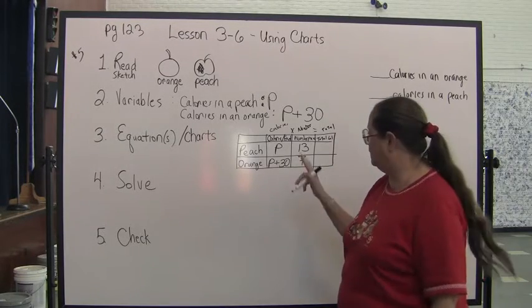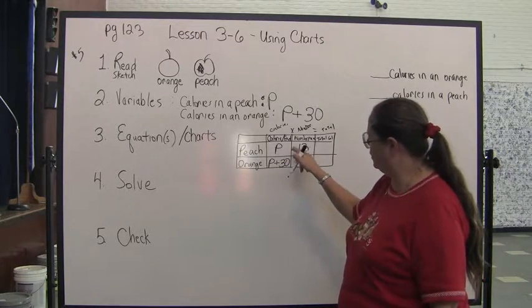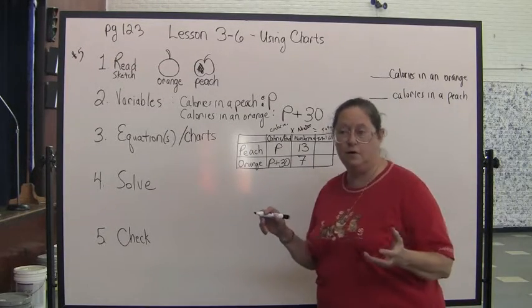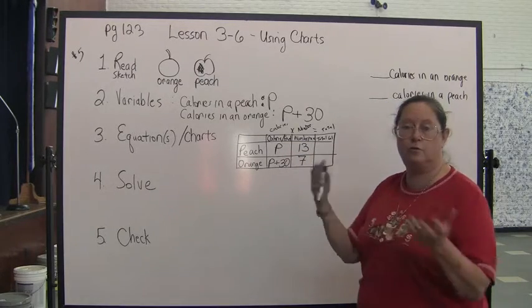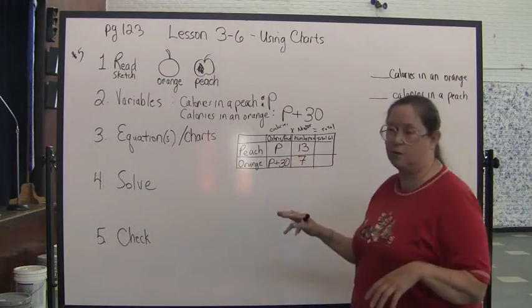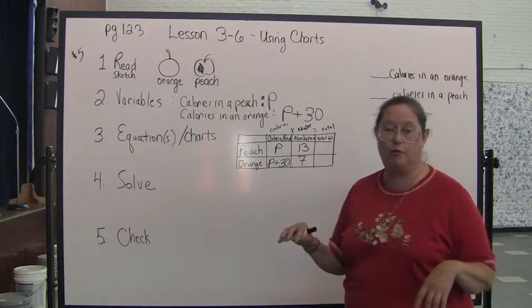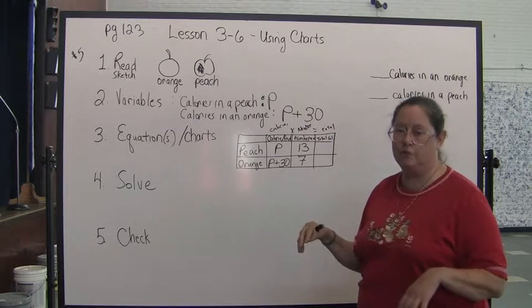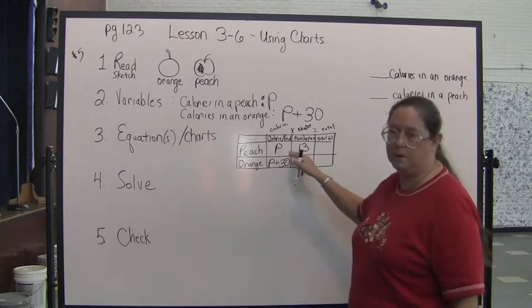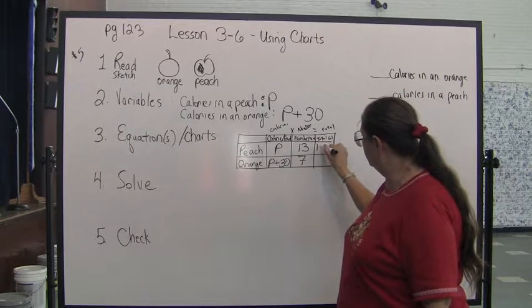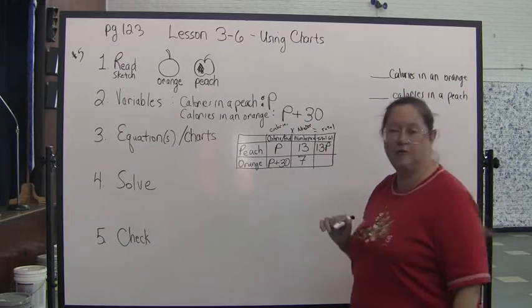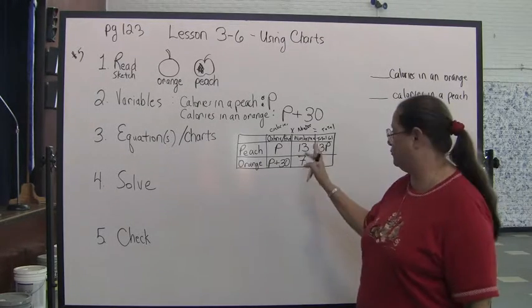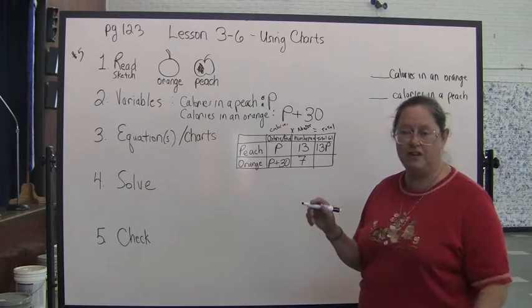So if I have 13 peaches and each one is P calories, let's say that's 10. 13 times 10 would be 130 total calories. If each piece was 5 calories, 13 times 5 would give me 65 total calories for the peaches. So this is going to be a product. We're going to multiply. So my total number of calories that the peaches contribute is 13 times P, because I have 13 of them, times P calories each.